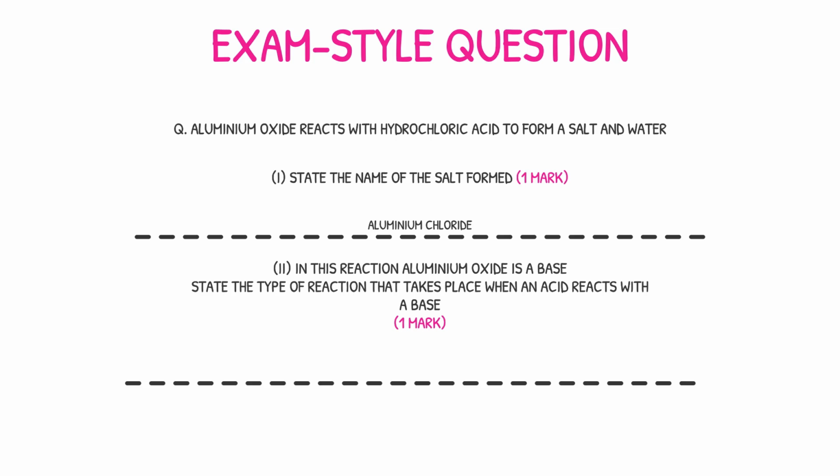The second part of this question asks you to name the type of reaction that has taken place between hydrochloric acid, which is of course an acid, and aluminium oxide, which we are told is a base. The only correct answer to this question is of course neutralisation.